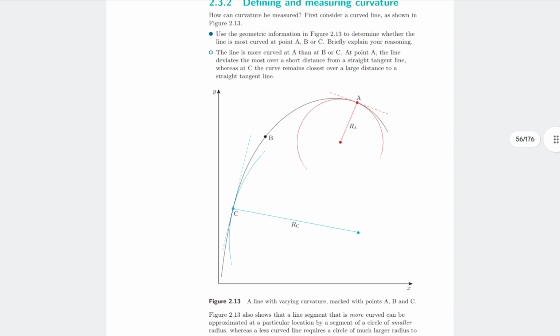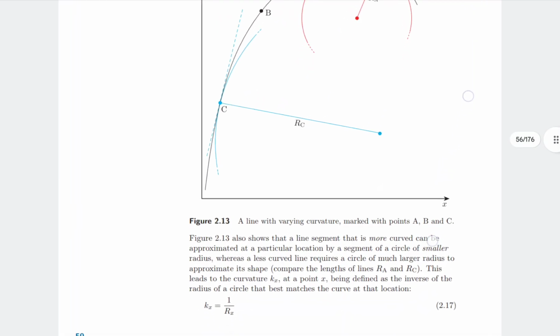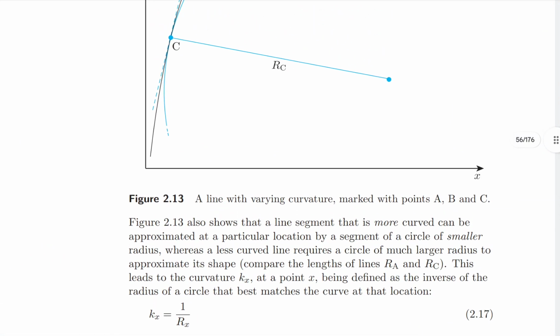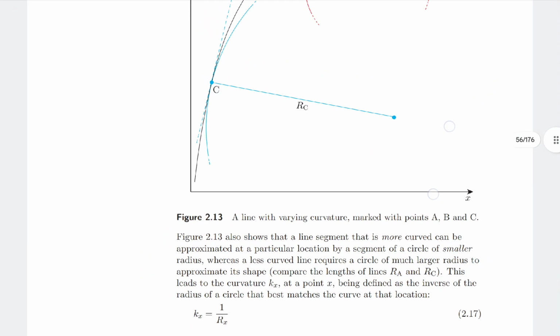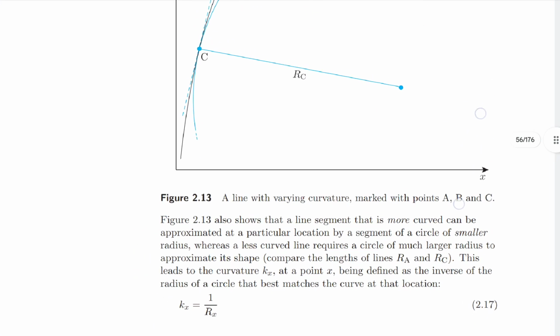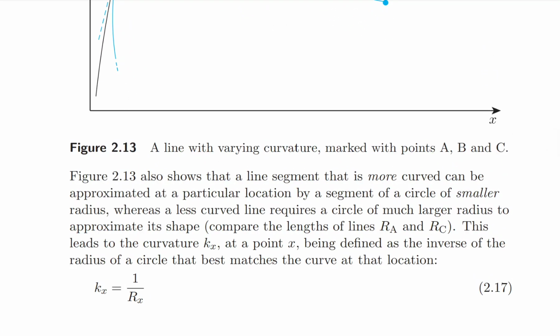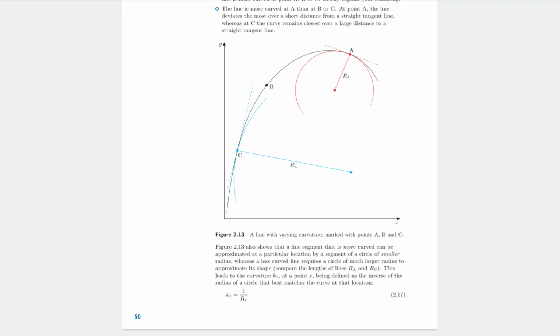Figure 2.13, a line with varying curvature marked with points A, B, and C. Figure 2.13 also shows that a line segment that is more curved can be approximated at a particular location by a segment of a circle of smaller radius, whereas a less curved line requires a circle of much larger radius to approximate its shape. Compare the lengths of lines RA and RC. This leads to the curvature kx at point x being defined as the inverse of the radius of a circle that best matches the curve at that location. The more curved it is, the smaller the radius r.